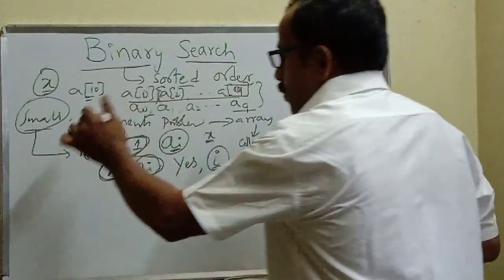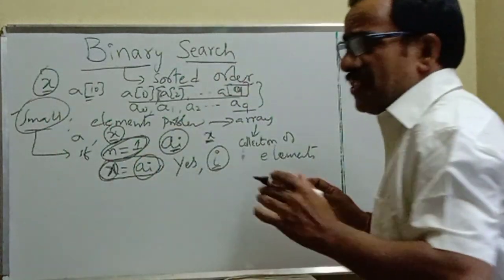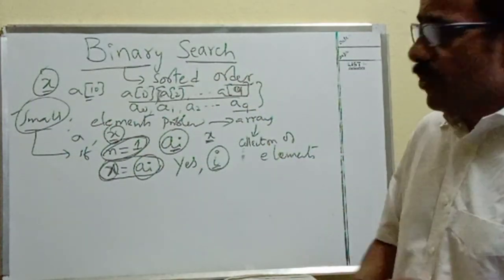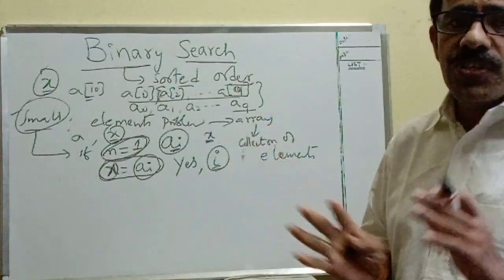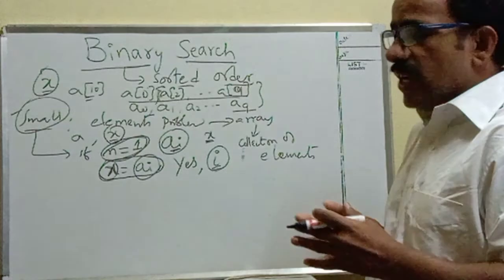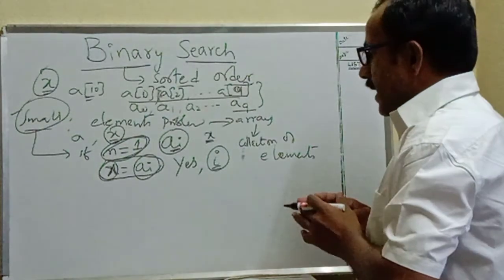Is it clear now? So this is the first case. If the first case fails, according to the divide and conquer approach, after checking the small constraint, if small fails, then the problem is larger. So there is no direct solution for that.